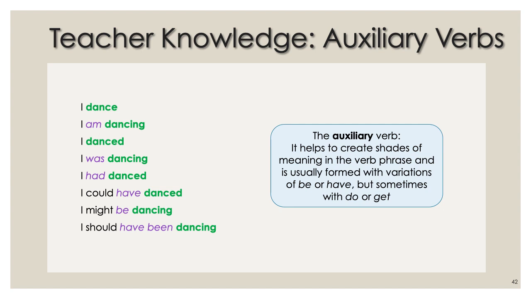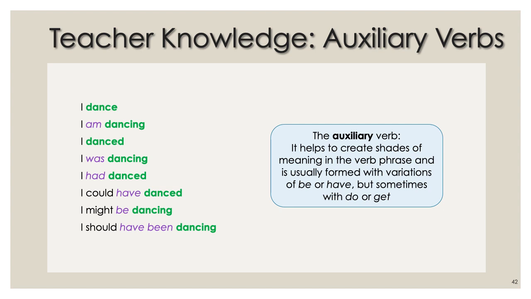So the second one is the auxiliary verb. And here you'll understand why I was stressing the importance of the verbs be and have, because the verbs be and have are the most common auxiliary verbs in English. Informal language in particular, though, sometimes does use do or get as an auxiliary verb. And here you can see those auxiliary verbs highlighted in purple.